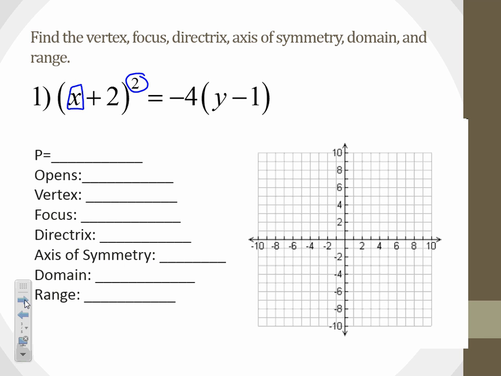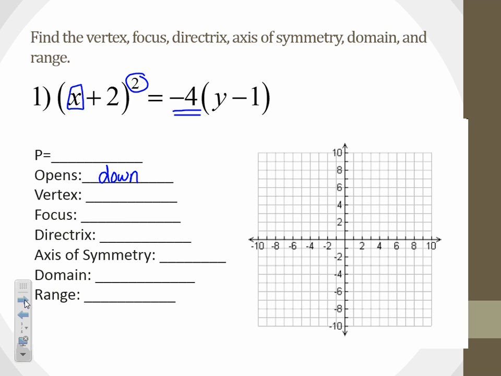That's our first indication. Now, how do we know if it goes up or down? Remember, that's our 4p thing that's happening over there. That tells me if it's going to go up or down. Because it's negative, I know my parabola right off the bat is going to go downwards. Okay? And then we again can figure out the p-value and all of those things.